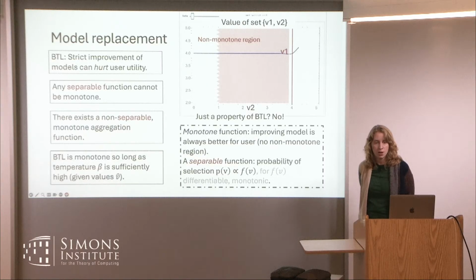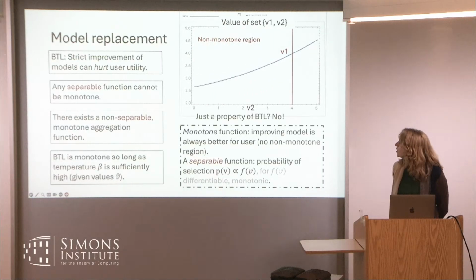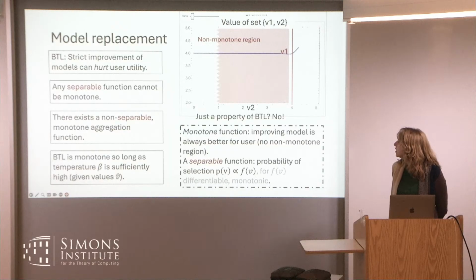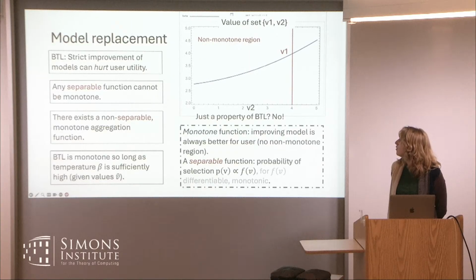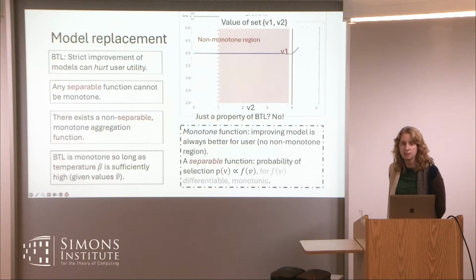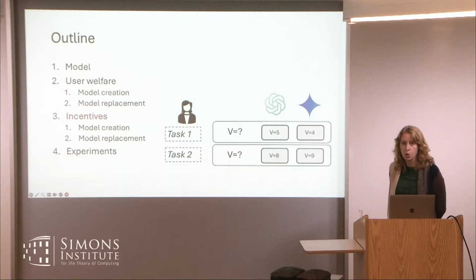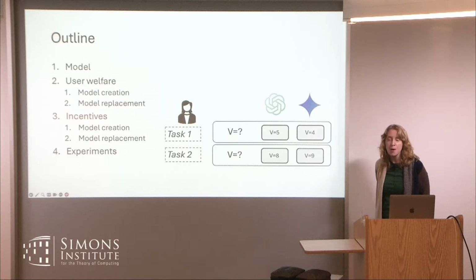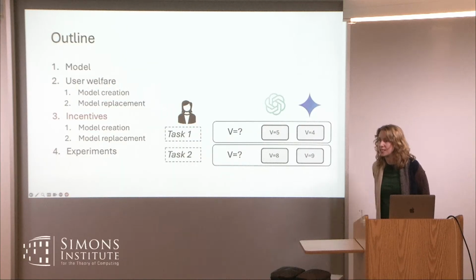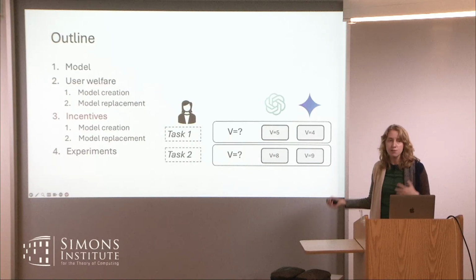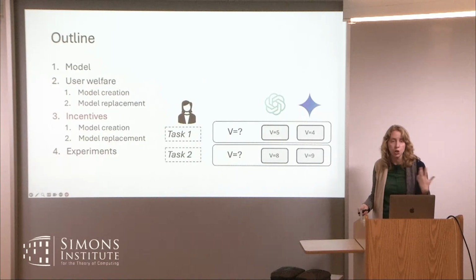Awesome. Oh, and here's a nice animation showing this happening. So you're increasing or decreasing temperature. And you can see the non-monotone region shrinks and then vanishes with sufficiently high temperature. Cool, so that's the first half of the talk. We were talking about user welfare. Now we're going to get into incentives. And we're going to talk about how we create incentives to incentivize model creators to create better models.